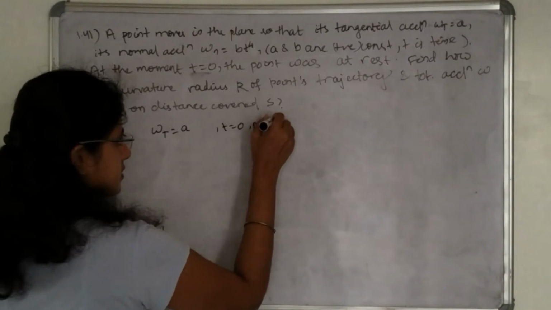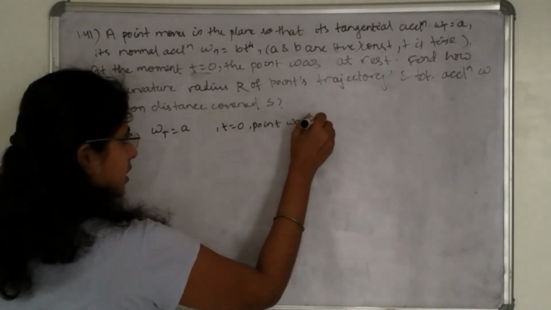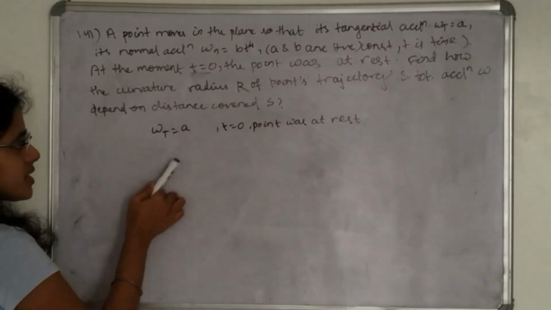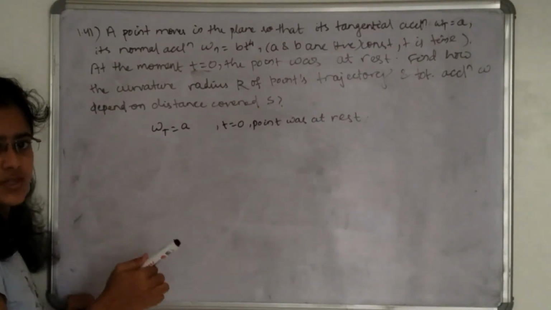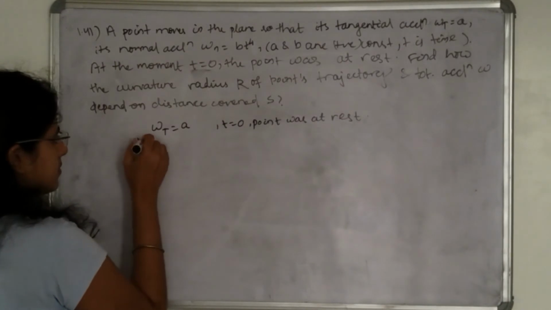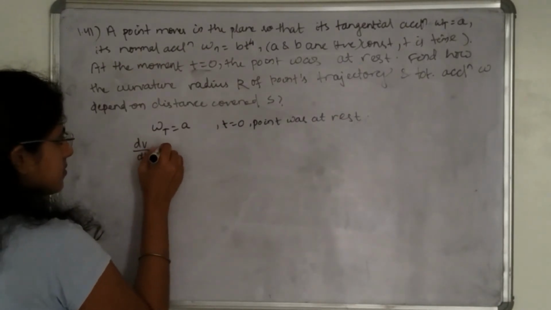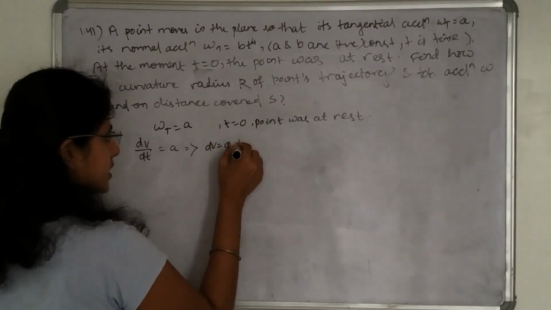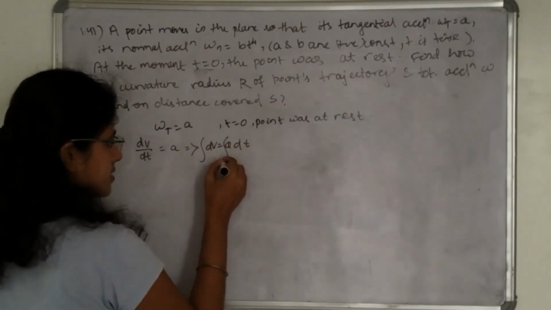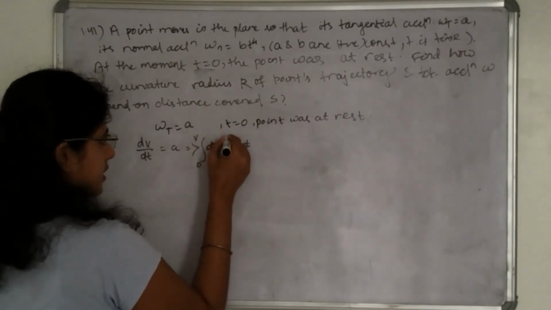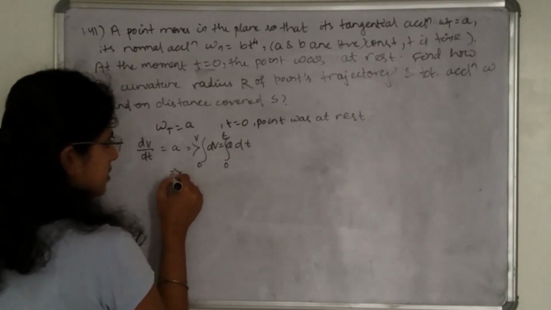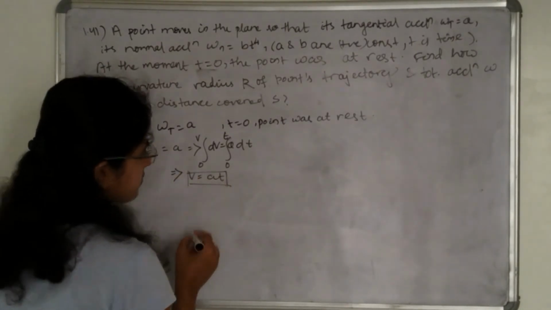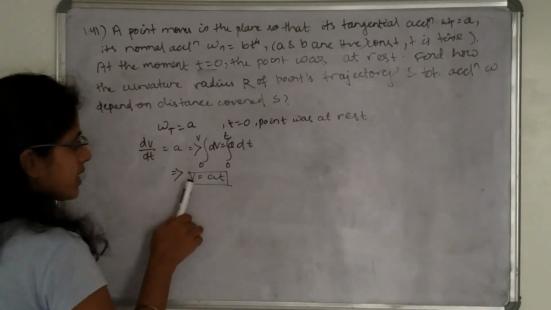The point was at rest. Okay, tangential acceleration is equal to how much? Differentiation of velocity with respect to time. So dv is equal to a into dt. Integrate this from 0 to v, 0 to t. So this will be v is equal to how much? A into t.